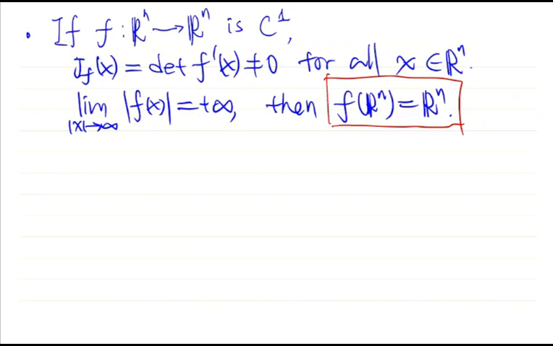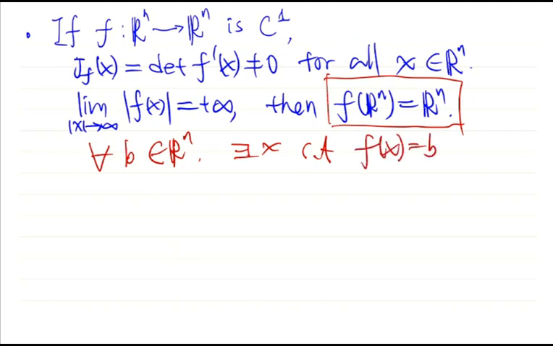When this map is surjective, this means that for any b in R^n, there exists x such that f(x) equals b. So this is the existence of solution. Therefore, surjectivity of a map and the other property of a map, such as injectivity, are all important. So the above is a classical result on surjectivity of a map.